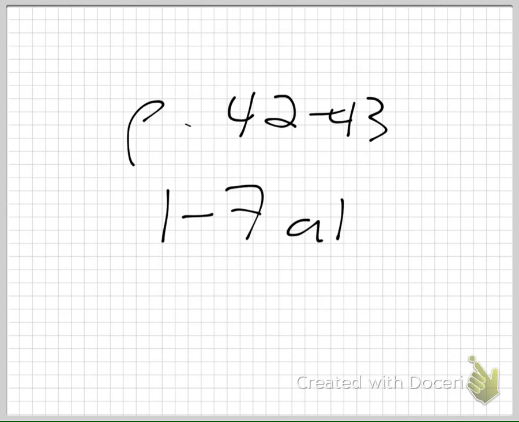Anyway, here's your assignment. It is to do page 42 to 43. 1 through 7 all. Okay, 1 through 7 all. Now here's the deal. Did you know in the back of the book, what do they have back there? A lot of times they have the odd answers back there. They do. If I give you all, I'm expecting you to go back in the back of the book and see if you got them right.